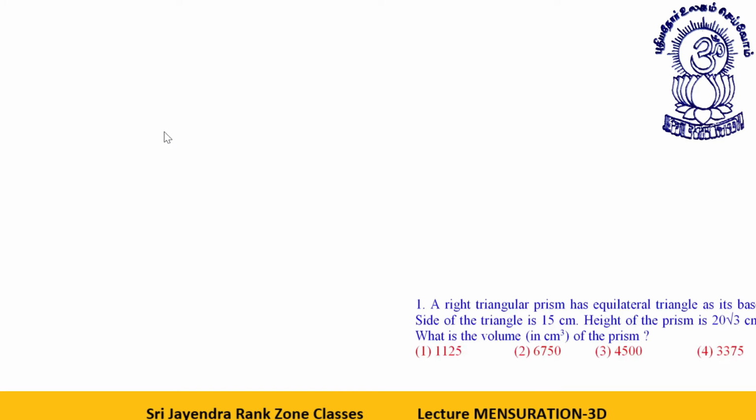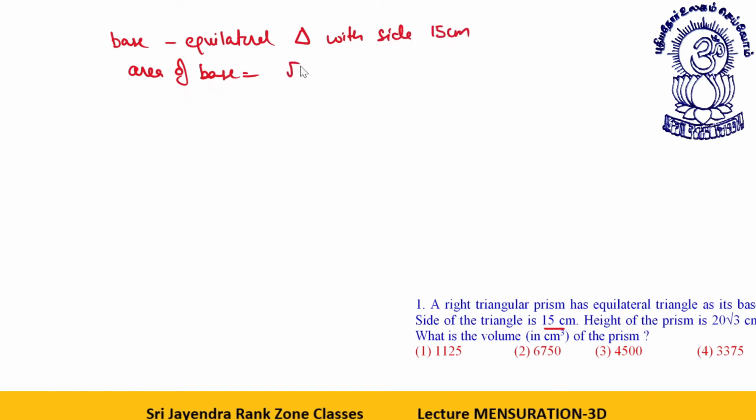A right triangular prism has an equilateral triangle as its base. Base is what? Equilateral triangle. So area of base is how much? Side of the triangle is 15 centimeter. So area of base will be root 3 by 4 into 15 into 15. Now height of the prism. What is the height? 20 root 3.